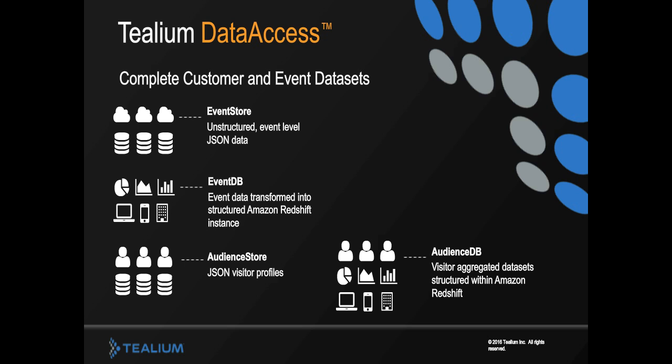We have Audience Store, which, similar to Event Store, will provide you with JSON data sets, except that this time it'll be a visitor-centric and visitor-correlated data set. And finally, there's AudienceDB, which again will take the visitor data, build a schema, and ETL it to Amazon's Redshift RDBMS, upon which you can then run your BI visualization tools.